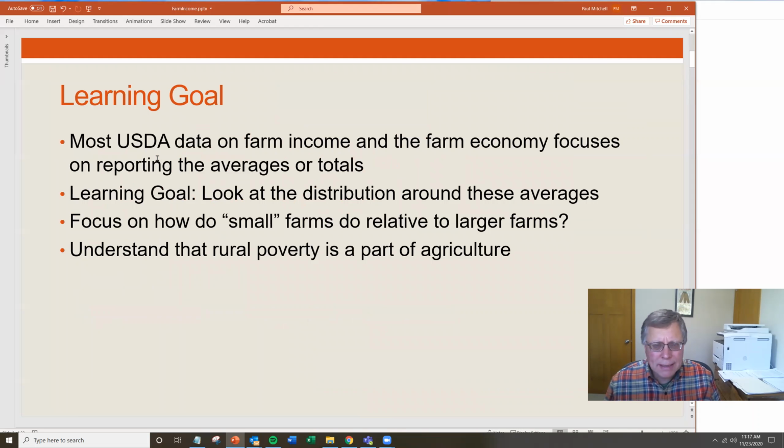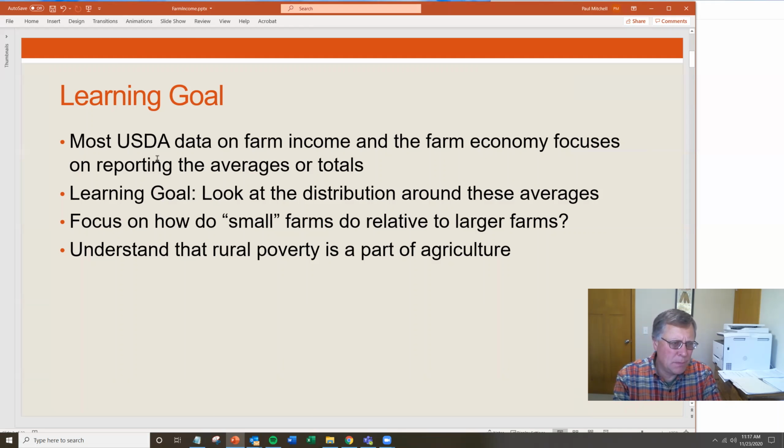What I'm going to do today is go over some USDA data looking at the averages or the aggregate numbers of farm income, and then broaden it to get to the full distribution around these averages, to get some sense of the variation among farmers. We focus on these aggregate numbers, and the reality is there are a lot of farmers doing better and worse than those averages.